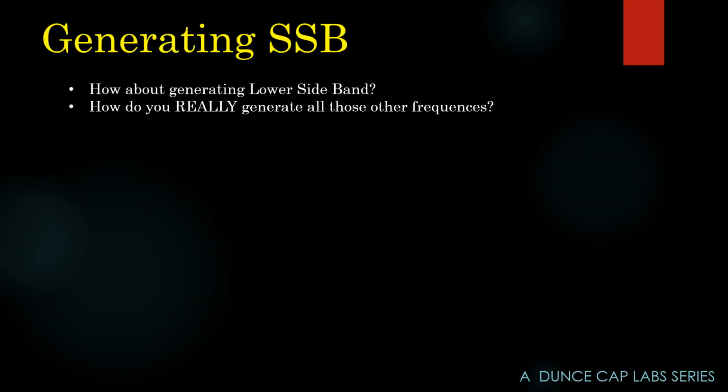I assume that you have the following questions. How would you generate lower sideband? Well, you could just put another filter in, set up for the lower sideband frequencies, but nobody does that. I'll tell you how we do that in the next video. And how do you generate all those other frequencies? How do you really do that? It's not quite as simple as I explained, but it's not a whole lot more complicated either.